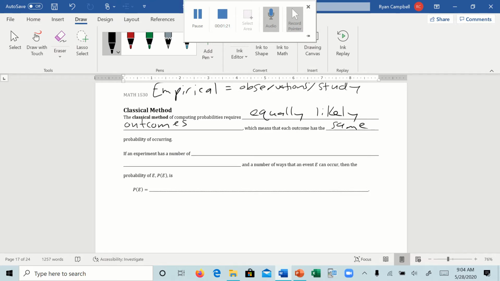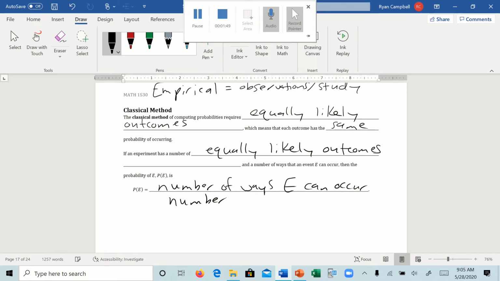So if an experimenter has a number of equally likely outcomes, and a number of ways that event E can occur, then the probability is going to be as follows. So it's the number of ways E can occur over the number of possible outcomes. The number of ways E can occur divided by the number of possible outcomes.